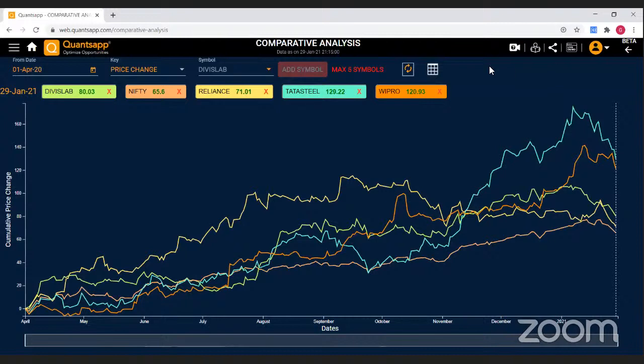Now you can see that from 1st April, Nifty has gone up by almost 65%, Divi's by 80%, Reliance by 71%. Tata is still, you can see, a remarkable almost 130%, and Wipro is almost 120%. That shows that steel companies and IT companies are doing a good job. And I will show you how much an IT company has moved as we go further.